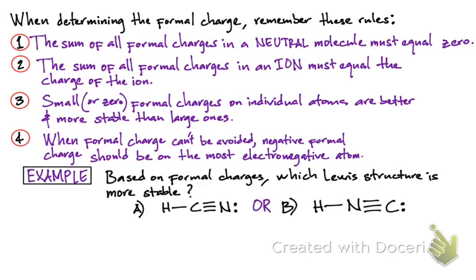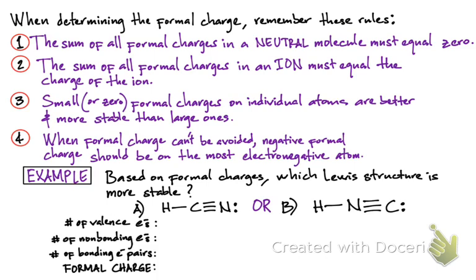So we can actually use the concept of formal charge in order to determine which structure is more stable. Because again, we can have resonance structures, right? Structures of the same molecule but different in the electronic arrangement. So here's an example. Based on formal charges, which Lewis structure do you think is more stable? In order to solve this problem, we have to determine the formal charges for each element in the structure.